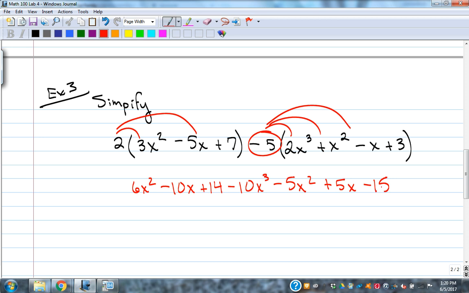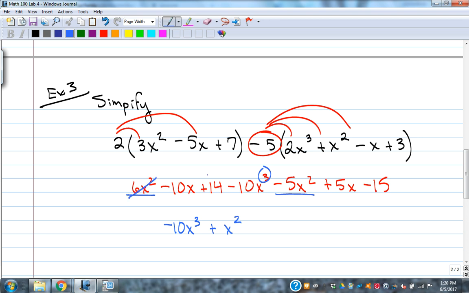And then once I'm here, I want to write my answer by combining like terms. So the like terms we're looking for, we're going to go in descending order, so the highest exponent down from there. So the highest exponent is the cubed. Are there any other cubes in the problem? There are not. So I'm going to have -10x to the third. And then I have an x squared here and an x squared here. So -5x squared and a +6x squared combine to be +1x squared.